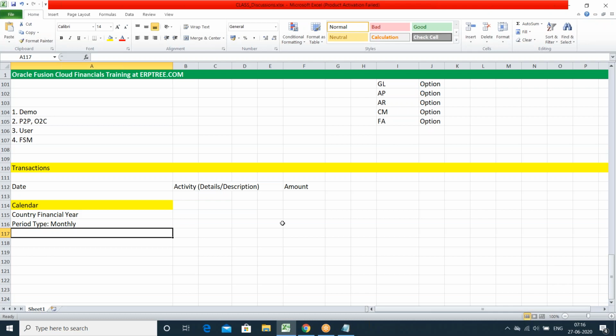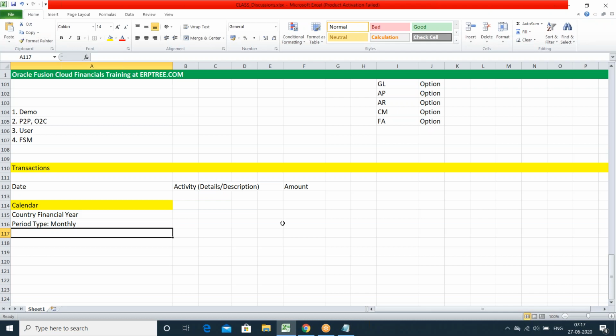So how do we create the calendar? Based on the country financial year we have to create, and ideally we use the period type as monthly. In case of banks, we use the period type as daily. Every day we take as a separate period. But in normal cases, any other businesses, we take period type as monthly. If you take the period type as monthly, in a specific financial year, how many periods can you have? Doesn't matter what the country financial year is. Any country financial year follows 12 periods in case of a monthly calendar. So we can have 12.